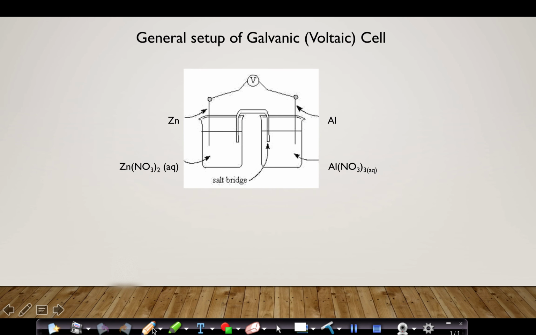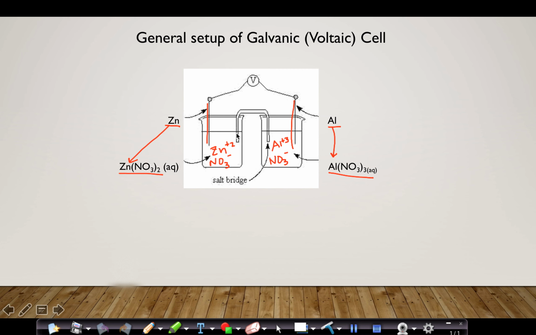So if we look at a basic setup for a galvanic or voltaic cell, we usually have two pieces of metal connected by a wire. The metals are usually immersed in an electrolyte solution that has a common ion to the metal. So here aluminum is in aluminum nitrate solution, zinc is in zinc nitrate solution. So this zinc in the zinc nitrate really provides Zn 2+ ions and NO3 minus ions. The aluminum nitrate solution provides Al 3+ ions and NO3 minus ions in the solution.